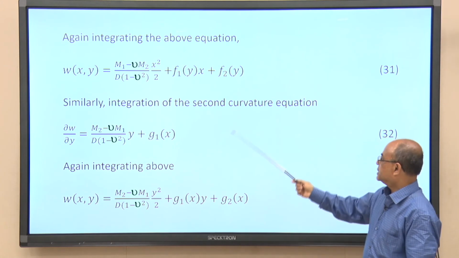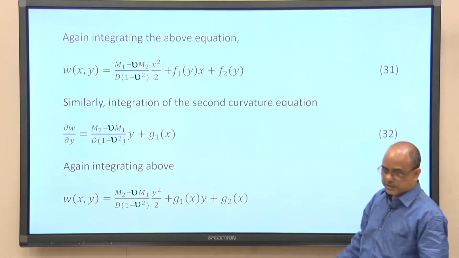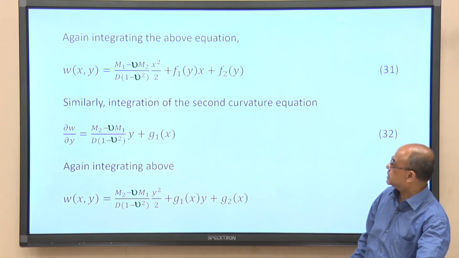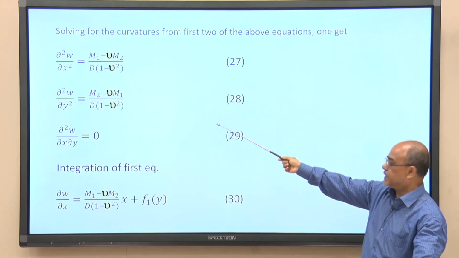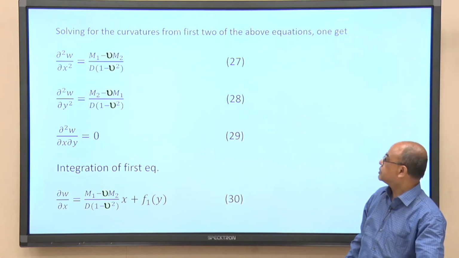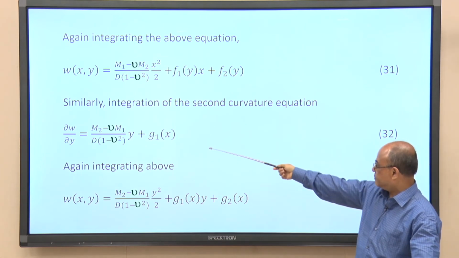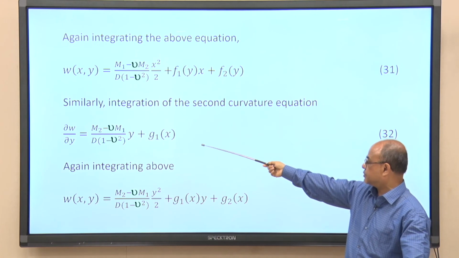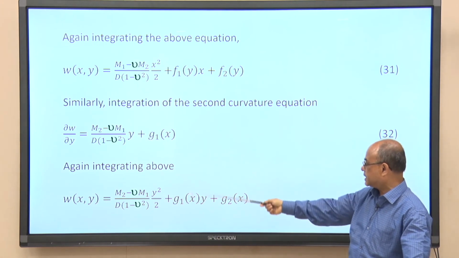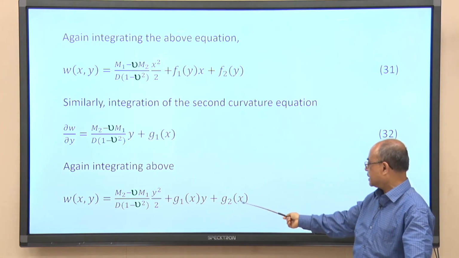Similarly, integration of the second curvature equation, the second curvature equation is equation number 28. So, integrating equation number 28, we get this, first we get this. So, here the function of x will appear and after second integration we will get another function of x.